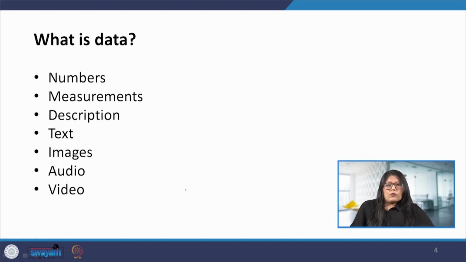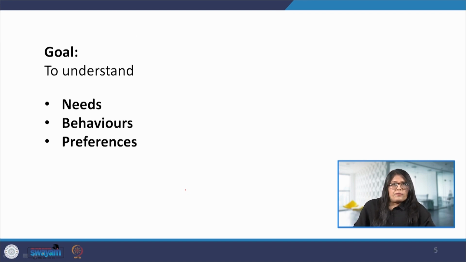So, we have data all around us. Data can be expressed in numbers, words, descriptions, photos or any other way which helps us understand the particular design and user needs and user behaviors as well. Data can also be quantitative and qualitative. We will see these two types in detail in the further slides. So, the broad goal of data collection for our purpose is to understand the user needs, behaviors and preferences.